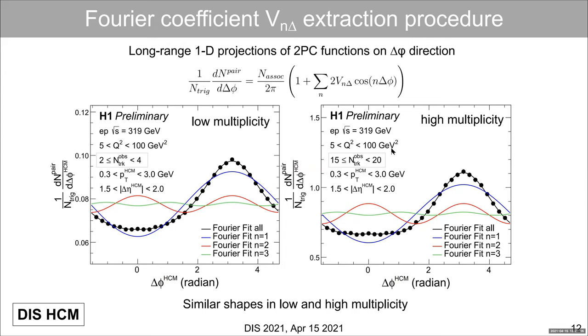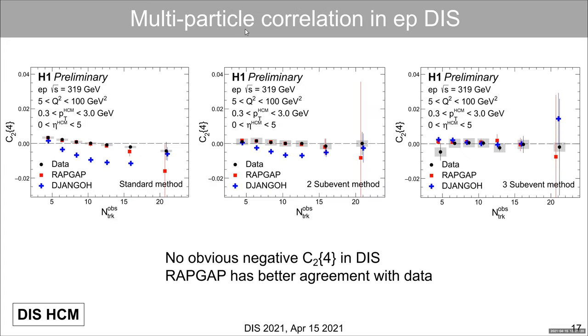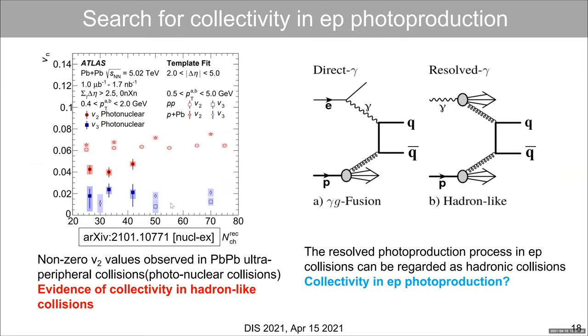The deep inelastic scattering process is finished, and the next part to search for collectivity is the photoproduction. The motivation for our search for collectivity in photoproduction is that there is a lot of evidence of collectivity in hadron-like systems, like here, the non-zero v2 values observed in pp ultra-peripheral collisions, as well as in high-multiplicity selected pp collisions, where there is rich structure. Also, the photoproduction processes in EP collisions can be regarded as hadronic collisions. So what about the search for collectivity in photoproduction in EP collisions?